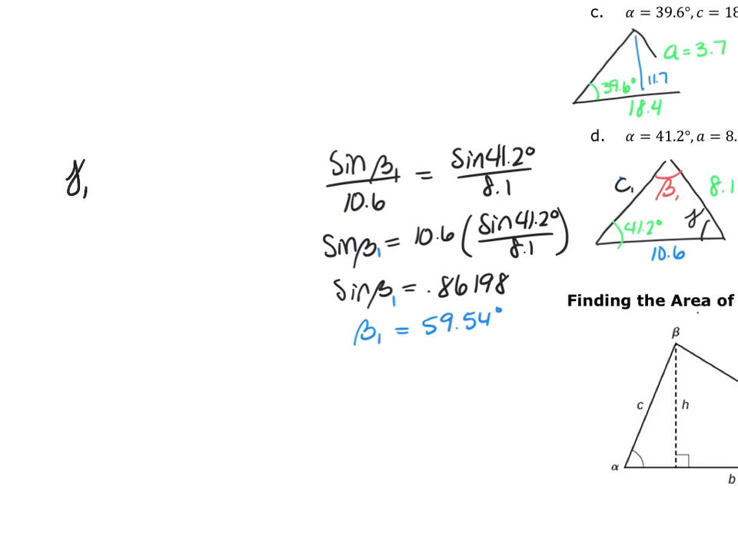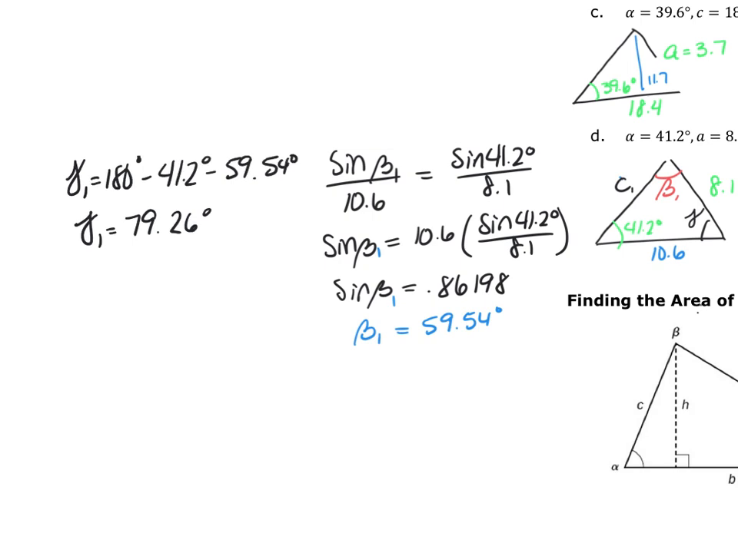So my gamma sub 1 is going to be 180 minus my given angle, 41.2, minus my 59.54. So I'm going to get my calculator out and do 180 minus that 59.54 minus that 41.2, and I'm going to get my gamma sub 1 to be 79.26 degrees. Now these are all in degrees. Don't forget your degree symbols.